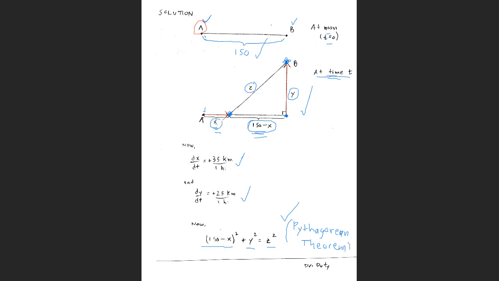Are there any questions up to where we have the Pythagorean theorem? The sum of the two legs squared equals the hypotenuse squared. All right, Lynn's good.